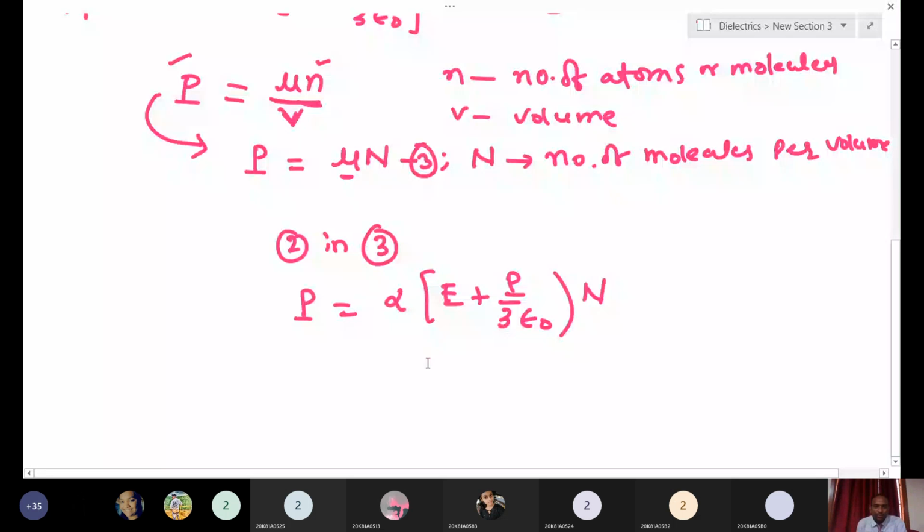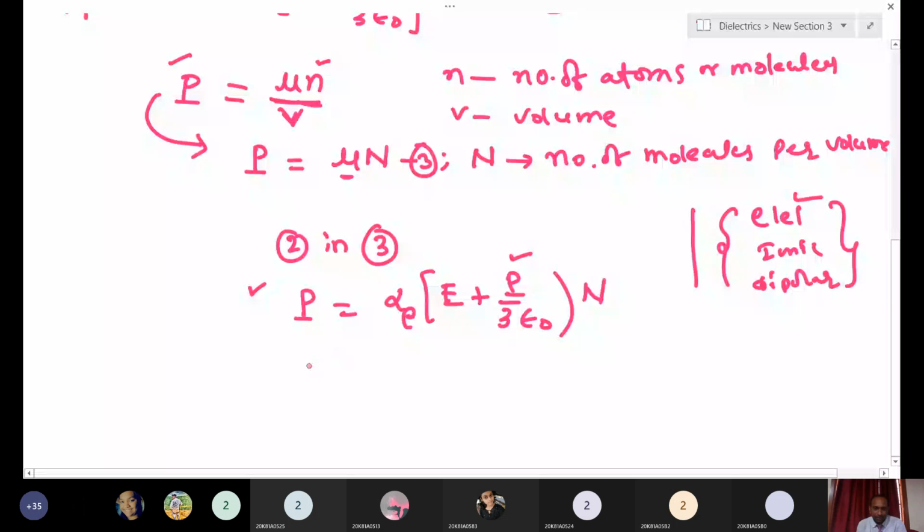Here, this polarizability constant could be electronic, ionic or dipolar polarization. What type of polarization are we discussing here? Electronic polarization. That means this constant is the electronic polarizability constant, so just write alpha E. Now rewrite this equation. On the left-hand side we have capital P, and on the right-hand side we also have capital P. We'll bring two terms to one side.